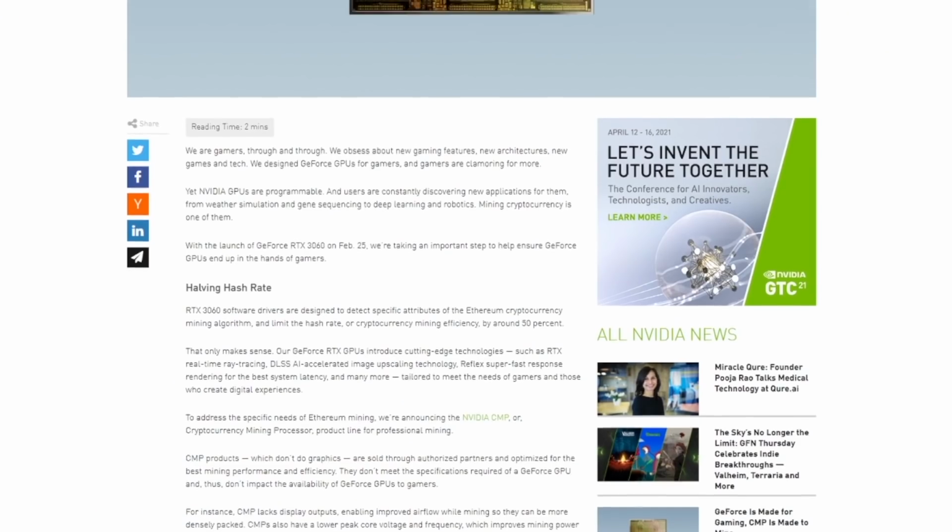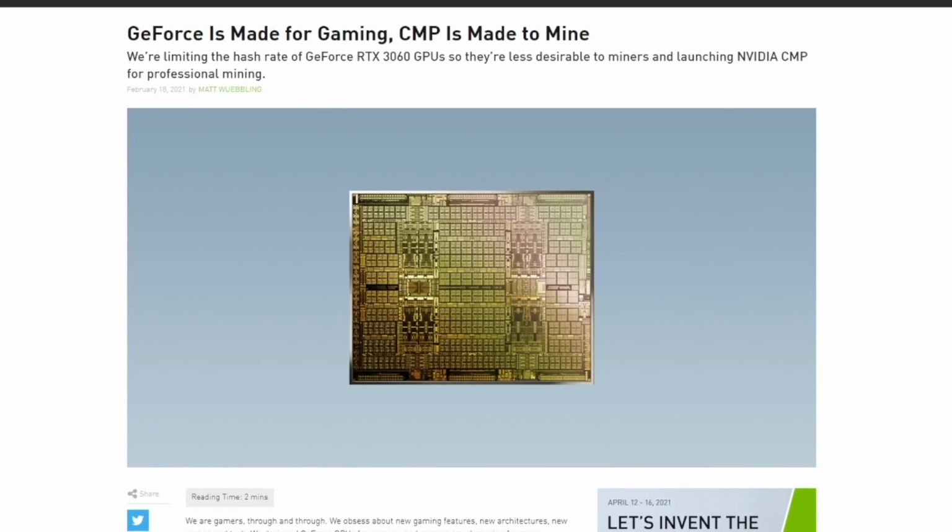But I think that's everything. I would love to know what you guys think about this news. What would have to happen with these CMP GPUs for it to make sense for you to go for them versus the consumer gamer GPUs? And what do you think about NVIDIA making the decision to limit their 3060 for Ethereum mining? Let me know in the comment section below. Maybe we'll get a cool discussion going.